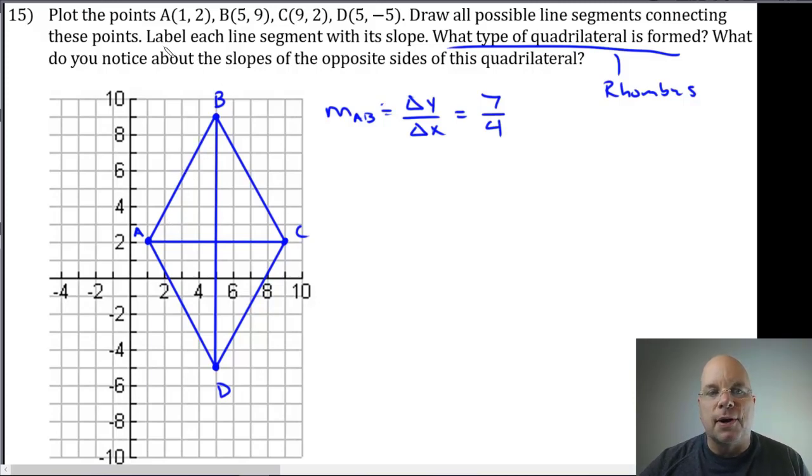I skipped right past that part, didn't I? Label each line segment with its slope. We should have done that first, but in any case, I'm going to put 7/4 here for the slope for this line segment.